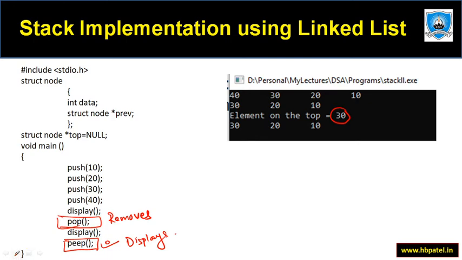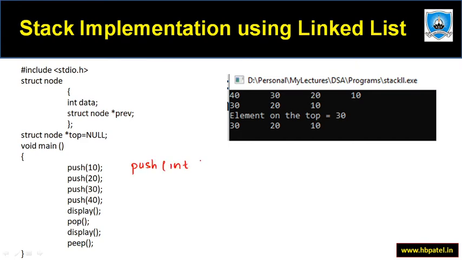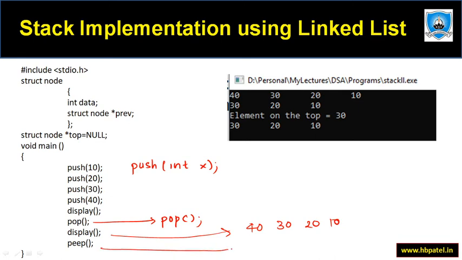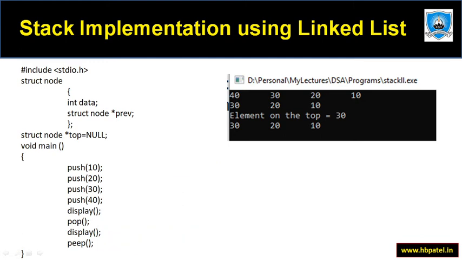So in all, this is the complete main function. What do I need to do now? I need to make all these functions. The first function is push with some integer element. The next function is pop, wherein I am not going to pass anything because I know I'll be deleting the top only. The display function will print everything from top, like 40, 30, 20, 10, and peep will print the topmost element only. So I wish to create all these functions.